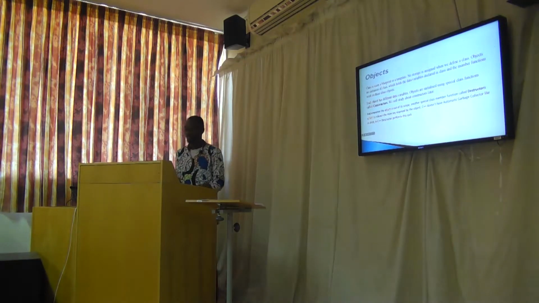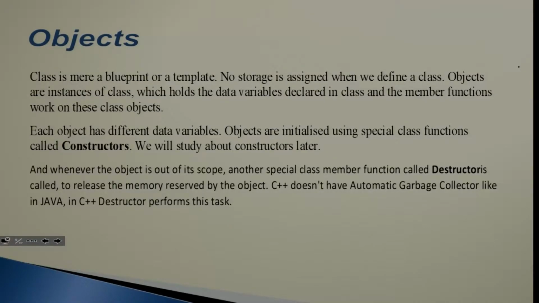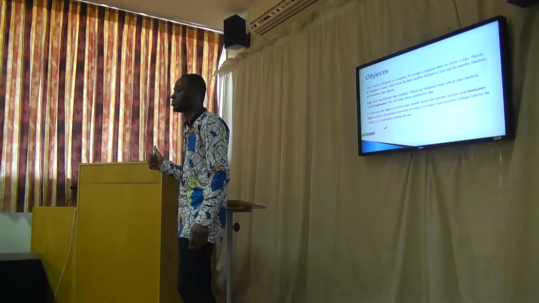And then objects. Each object has different data variables. Objects are initially using what they mean here. Remember, in your structures, you can have different data variables or data types inside of one structure. The same applies with classes, right?